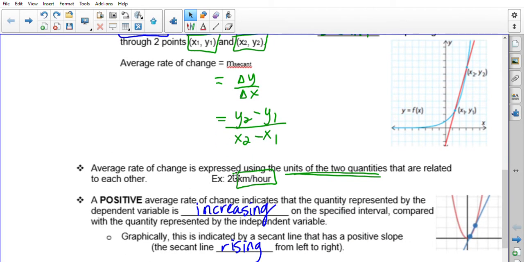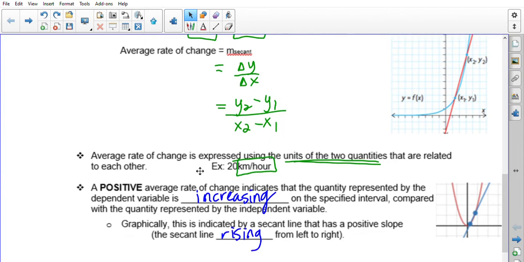So remember, average rate of change is always expressed using the units of the 2 quantities from the change in the dependent and the change in the independent. So for example, that's why sometimes if it's a word problem, when you calculate average rate of change, for example, and you're comparing distance over time, your final answer would be 20 kilometers per hour as your rate of change. Okay, so it should always have the 2 quantities.